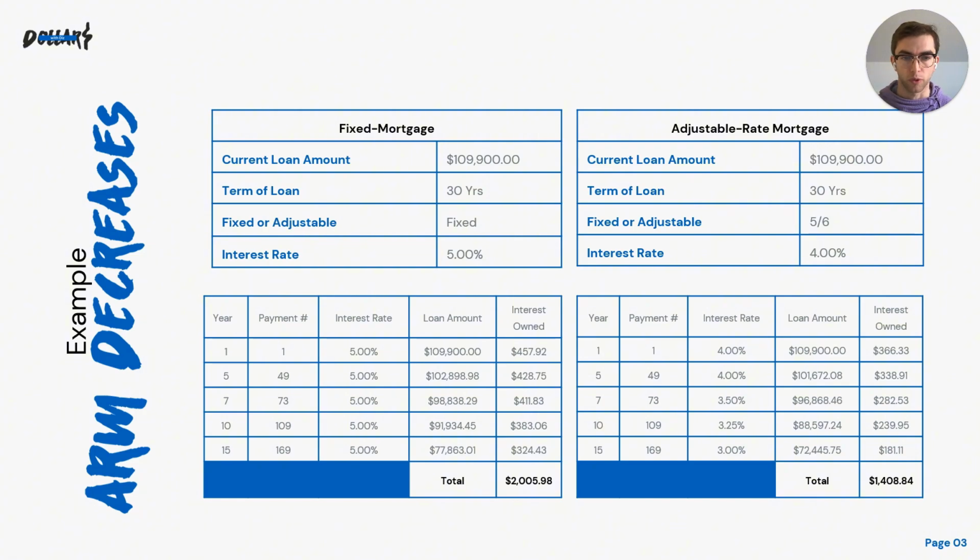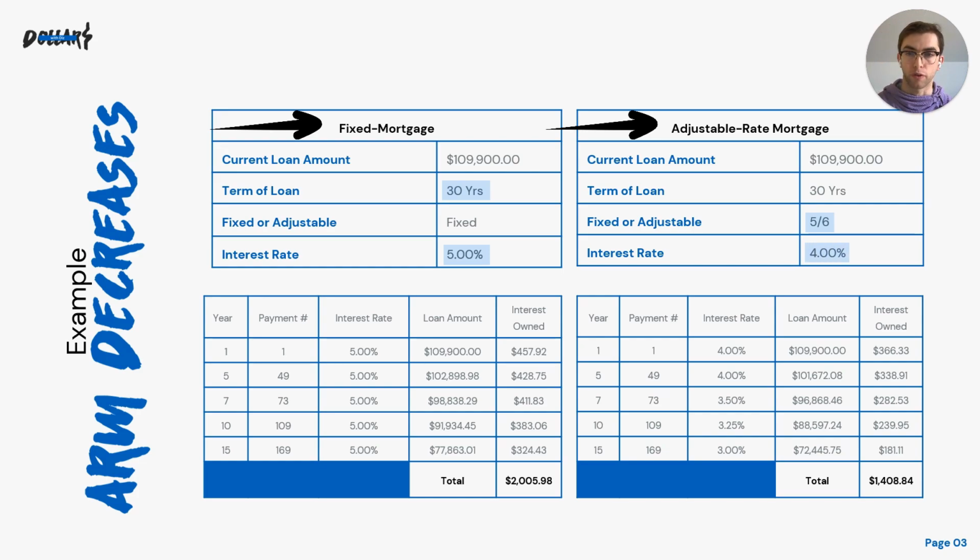Instead of the adjustable rate mortgage interest rate increasing as the life of the loan continues on, we're going to see what it looks like if it does decrease. So again, fixed rate mortgage on the left, 30 years, 5%. Adjustable rate mortgage on the right, it's fixed for 5 years and then adjusts every 6 months after that. The interest rate on the fixed rate mortgage is going to start at 5, and the interest rate on the adjustable rate mortgage is going to start at 4.